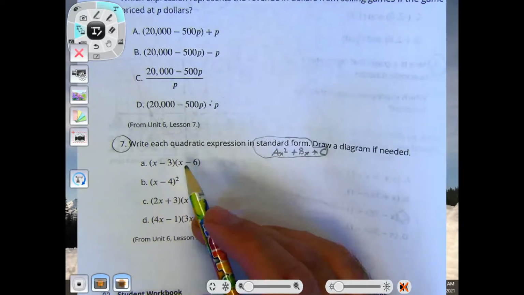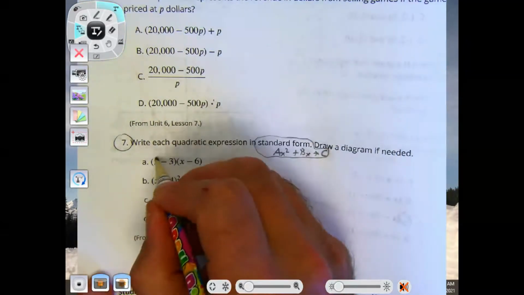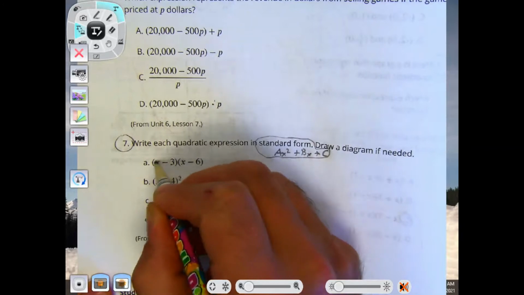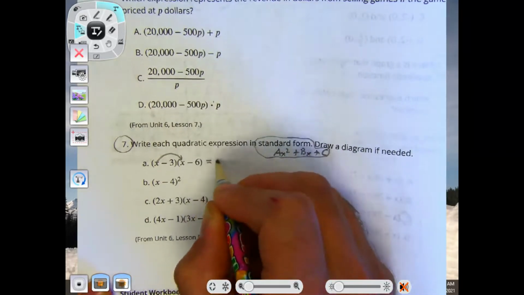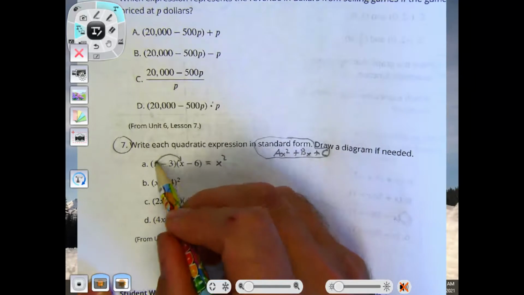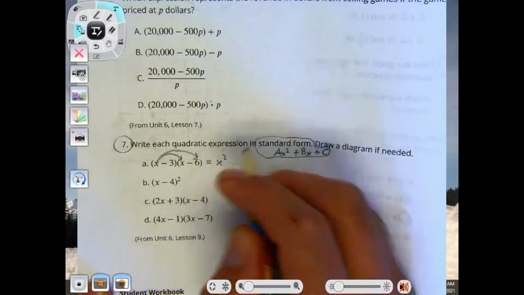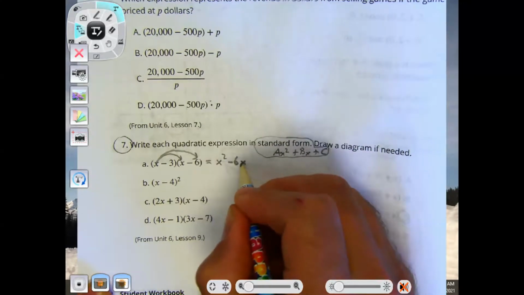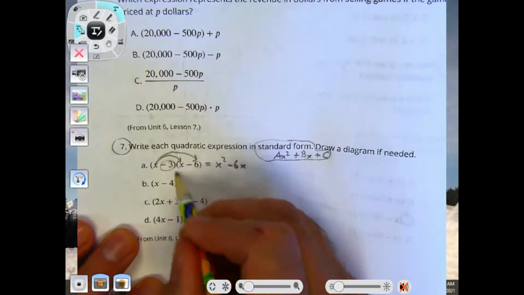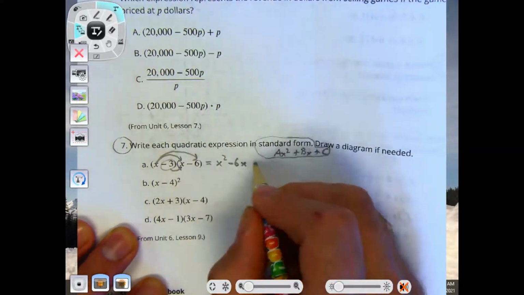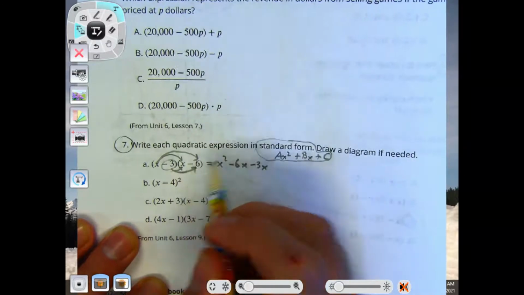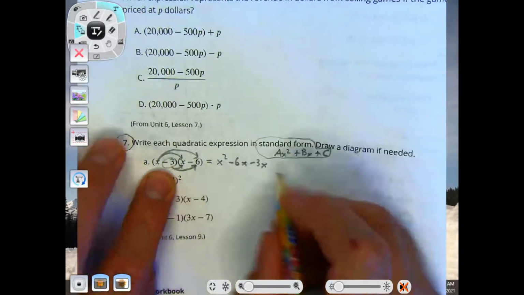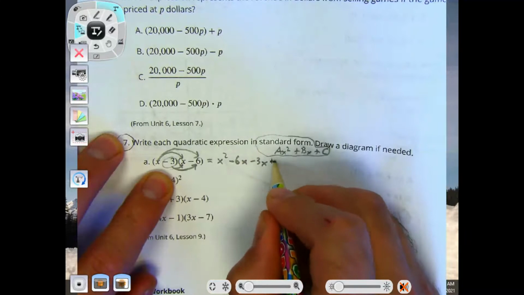I like the quotation marks. The rainbow method, right? So just take this number and multiply it by each one of these things. So x times x, that's x squared. X times negative 6, that's negative 6x. And negative 3 times x, that's negative 3x. And negative 3 times negative 6, well, negative times a negative, that's positive. So it'll be positive 18.